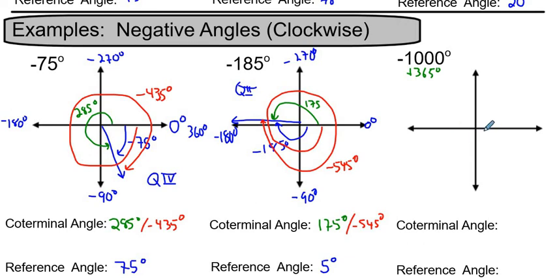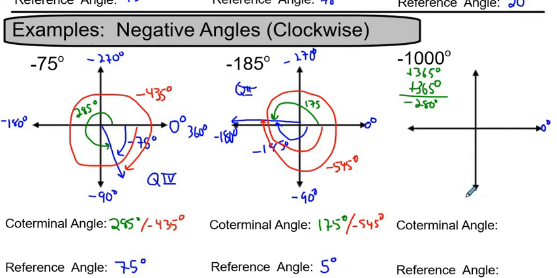So if you take negative 1000 and you add 360 to it, you're at negative 640. So you have to do it again, right? And then if I add another 360, I'm going to be at negative 280. Now, why is that important? As long as this number is less than 360, you can then graph it, right?